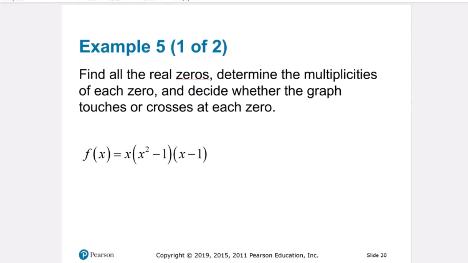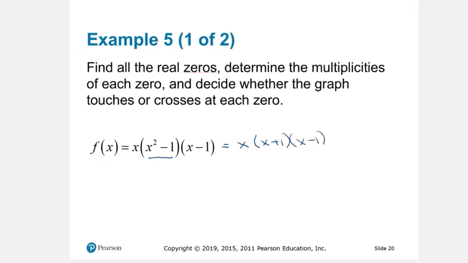Find all the real zeros, determine the multiplicity, and decide what happens to the graph at each zero. First of all, this is not completely factored because this right here can be factored more. This is really the same as x times x plus 1 times x minus 1. And then I have another x minus 1 at the end. And I can rewrite this as x times x plus 1 times x minus 1 squared.